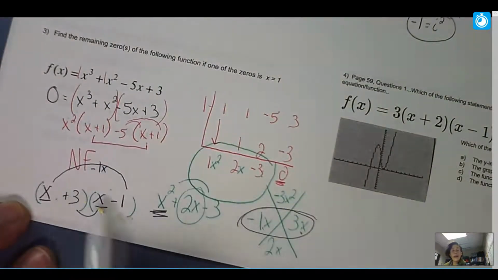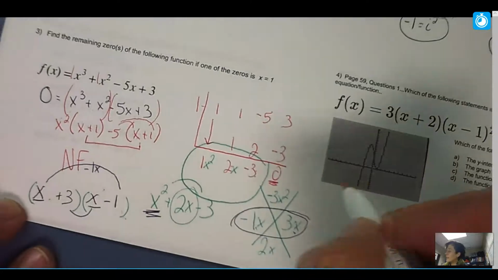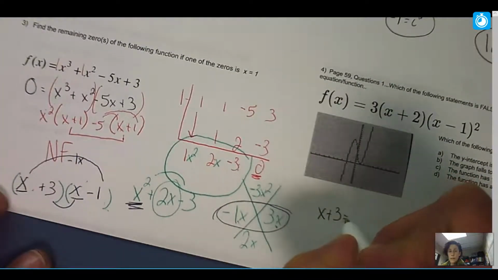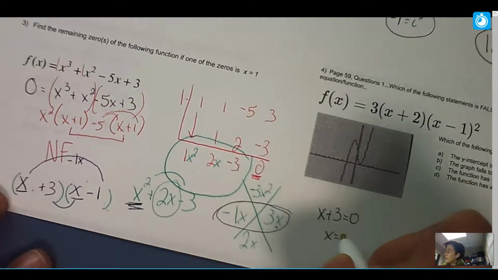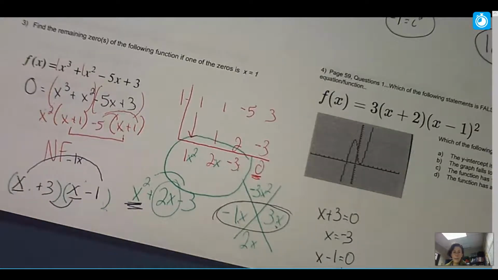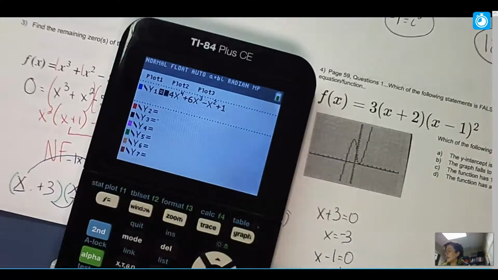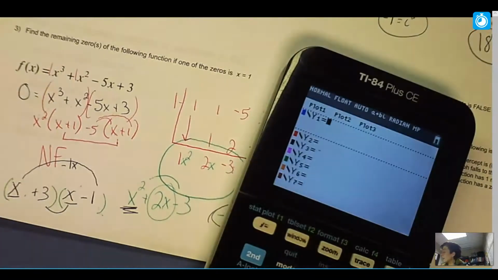And then once you have your factors, if you just set your factors equal to 0 and solve, you'll see that one of the other zeros is -3. And when you set this one equal to 0 and add 1 for solving, you'll see that the other one is 1. Now your other option is to go into Desmos, enter this into your calculator.